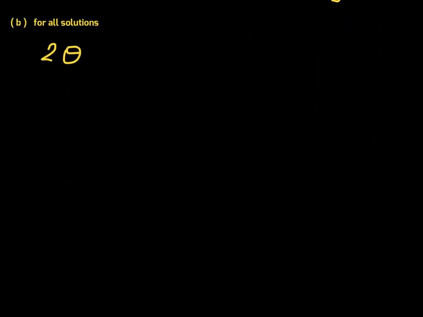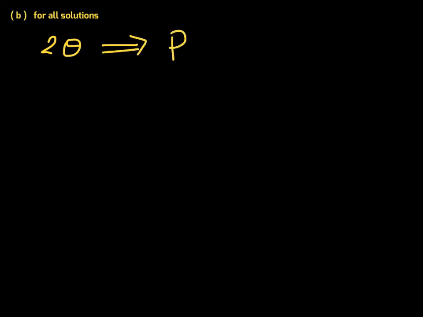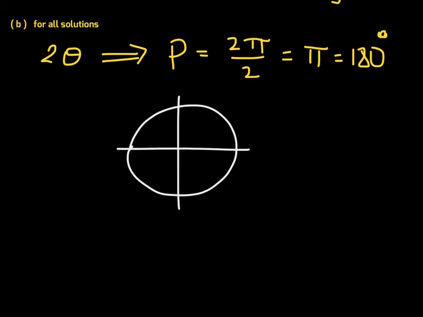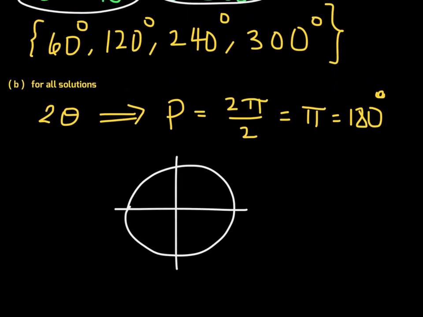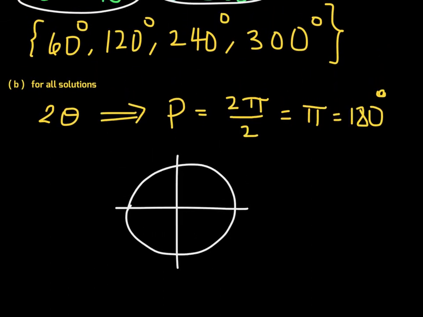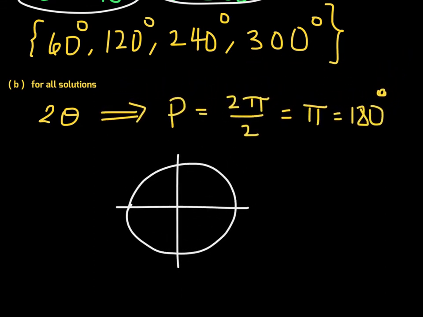So when we solve for all solutions, notice your argument is 2 theta, which implies the period, I'll just write P for period, is 2 pi over b, which is 2, so then it is pi. That's the same thing as 180 degrees, right? I forgot that we're in degree mode. 180 degrees. Now, let me scroll up a little bit so you can see our solutions from the first part, okay? Now look at this. One solution is 60 degrees.